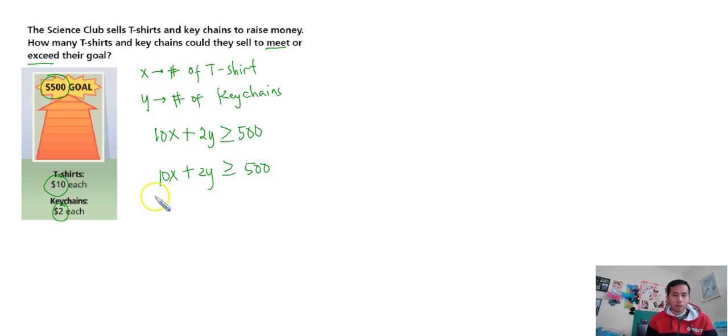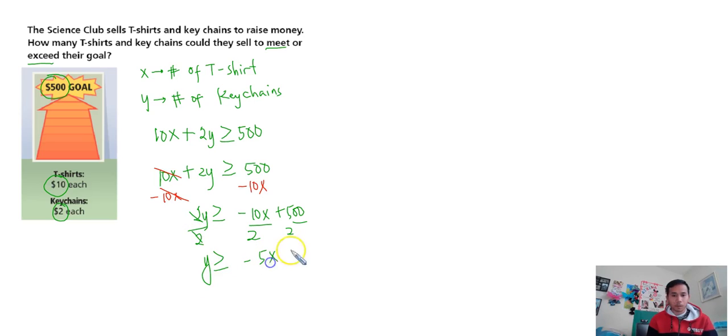And then I'm going to subtract 10x from both sides, minus 10x. So this will be cancelled. So I only have now 2y greater than or equal to negative 10x plus 500. Then divide this by 2, 2, 2. So y is greater than or equal to negative 5x plus 250.